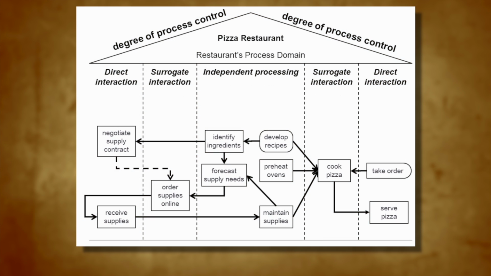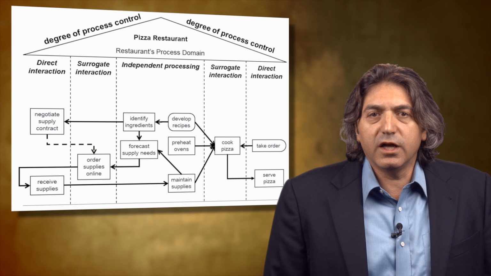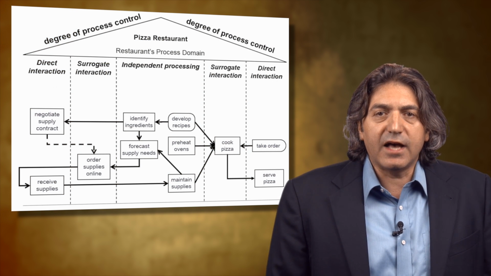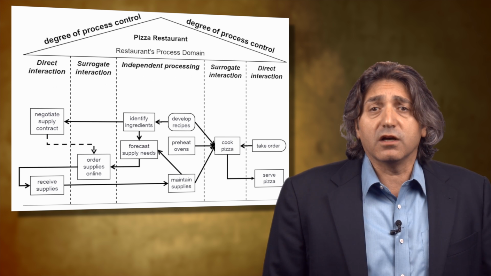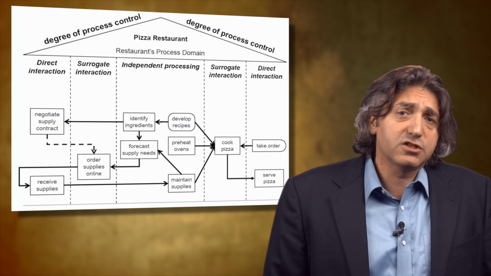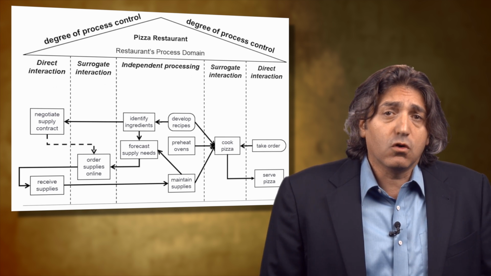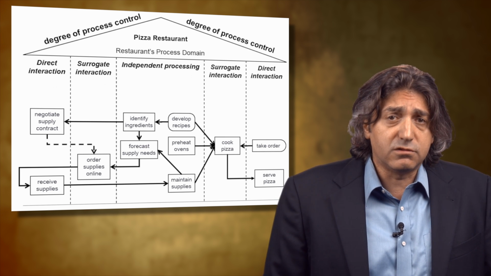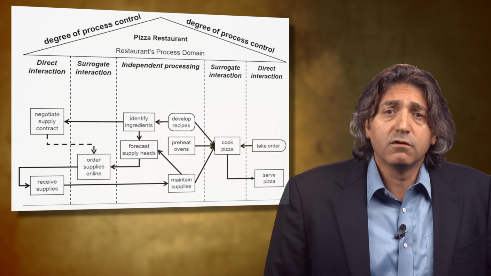Obviously, the more independent the processing, the more control you have over it. The customer could walk in and want anything on that pizza. The pizza place can only use the ingredients it has, but the customer could order anything. You have no control over the customer, really. You have control over the temperature of the oven. The closer you get to the center of the diagram, the more control you have.